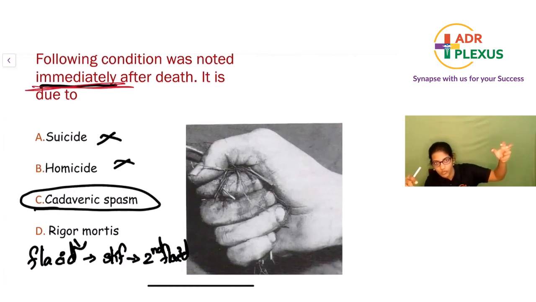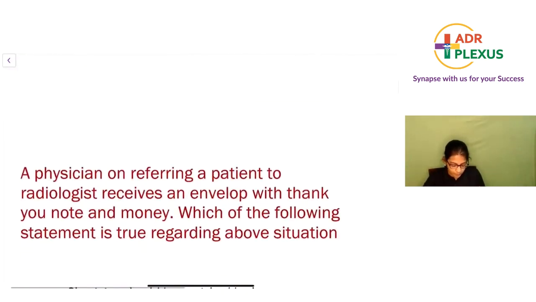It happens in a group of muscle which has worked excessively and lost the ATP just prior to death. Okay, so that's cadaveric spasm. So that's our first question that we discussed.